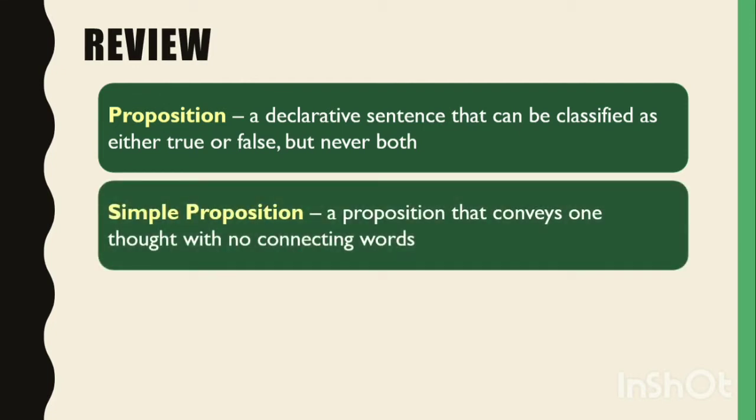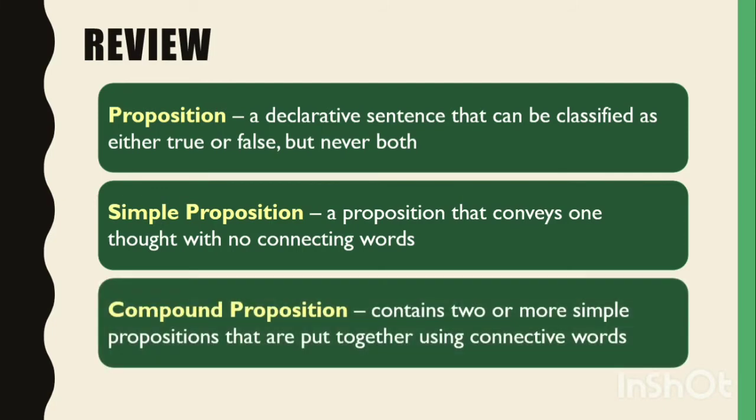So we have two types of proposition. The first one is a simple proposition. A simple proposition is a proposition that conveys one thought with no connecting words. So you cannot find connectives such as and, or, if and only if, and the if then in a simple proposition. The other kind of proposition is a compound proposition. A compound proposition contains two or more simple propositions that are put together using connective words like and, or, the if and then, and the if and only if.